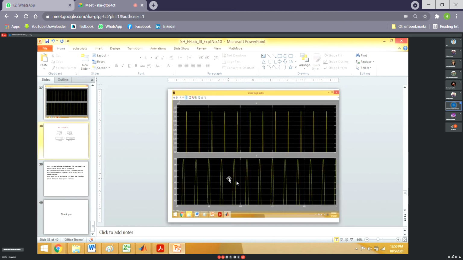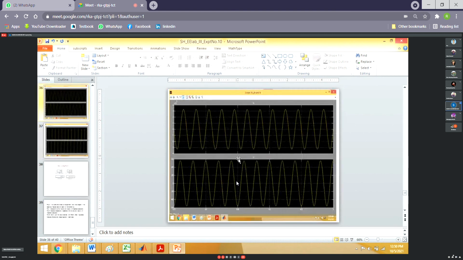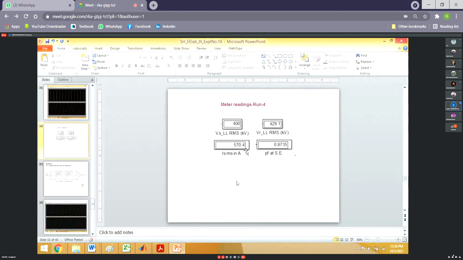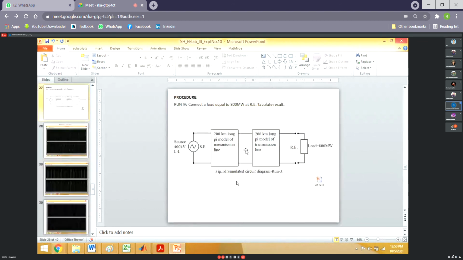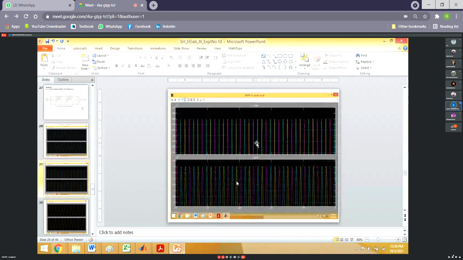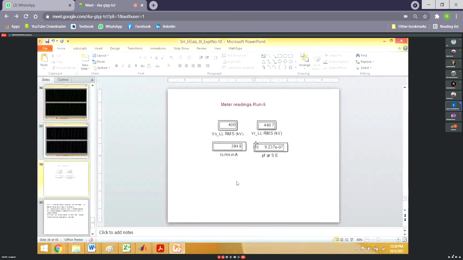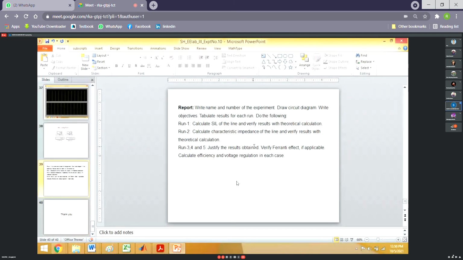So I shall skip all this. I do not want to increase the file size unnecessarily, because all these things we have already understood and this is not required for the report. Only the procedure part will be helpful for your report, this procedure part and then this report guideline. Just delete the pictures. I shall send you the PDF.